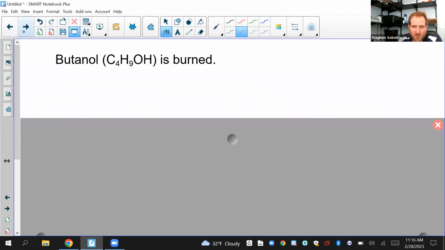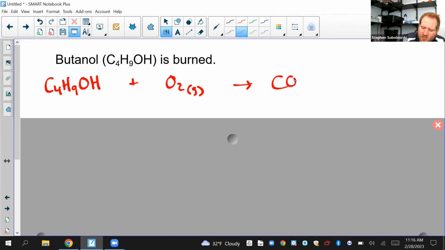Note that sometimes the fuel contains oxygen as well, so just be careful. In this case, butanol, which is a form of alcohol, is going to be burned. Now, this will be combusted. So we're going to go C4H9OH plus O2 gas yields CO2 gas plus H2O gas.